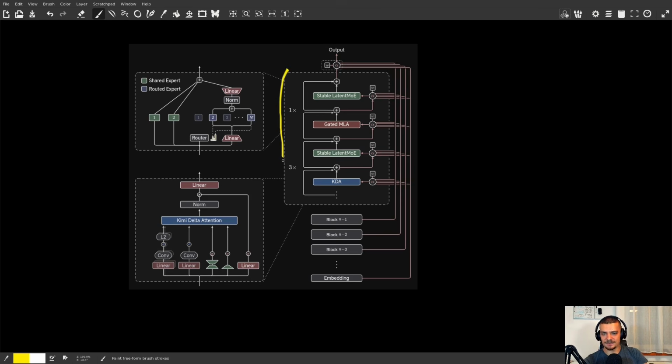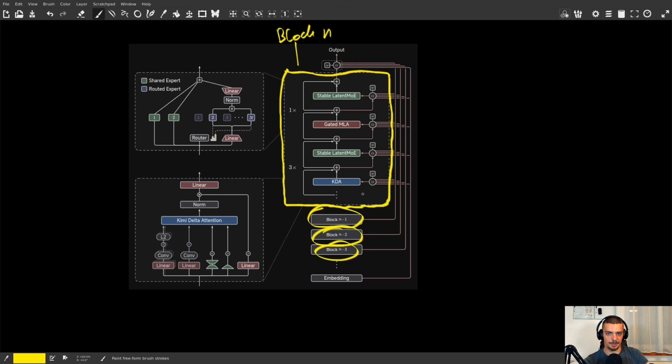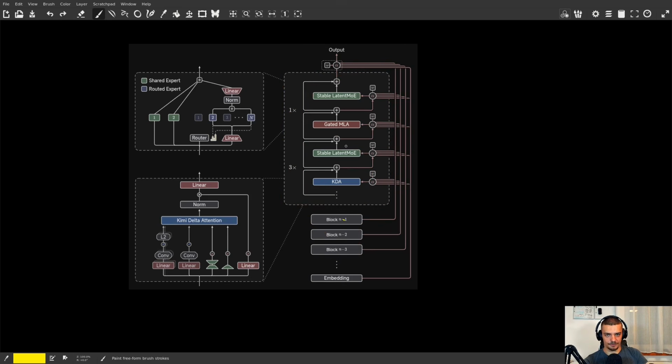So what you see here is basically the most important part. This rectangle here is a block. So that is our block number n. And what you see down here, block n-1, n-2, n-3, is basically just repetitions of the same structure. Here you can see that this part is repeated once and this part is repeated 3 times. So basically you do 3 of those and then 1 of those, and that's a block, and then you have n blocks, starting with the embedding layer, and then you get to all the different blocks up until block n. That is the basic structure.